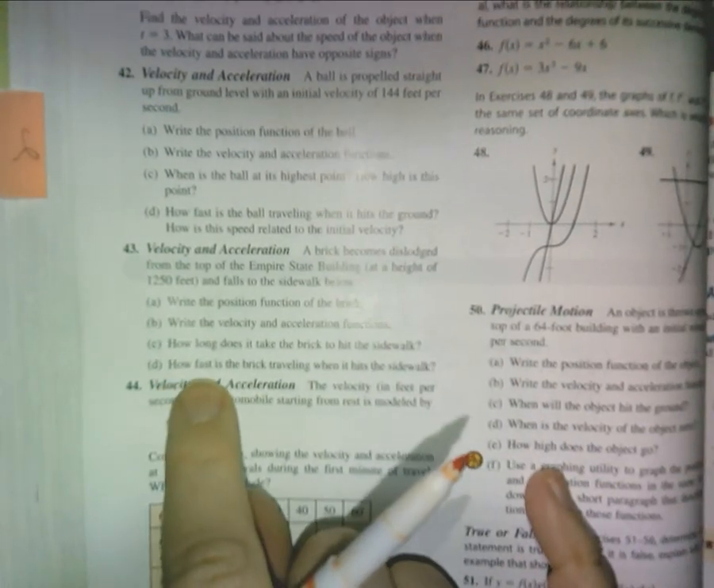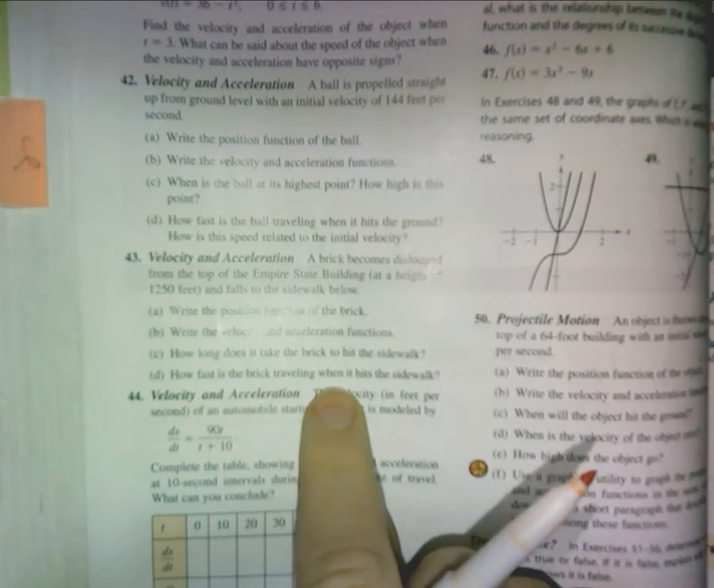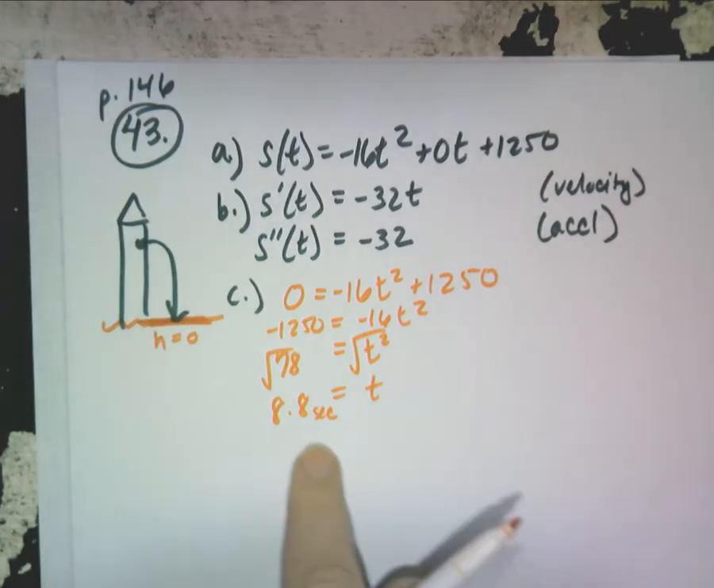How fast is the brick traveling when it hits the sidewalk? What do I do there? How fast? Fast is speed. Listen to what is velocity. How fast is the brick traveling when it hits the sidewalk? Did we find out when it hit the sidewalk? At 8.8.